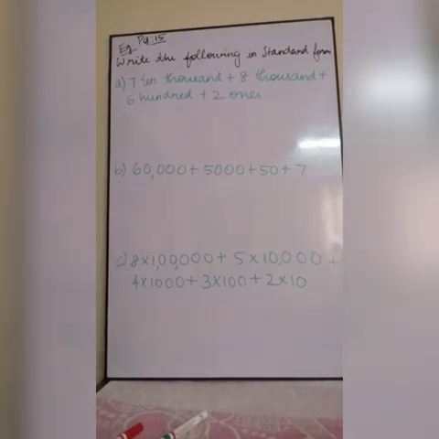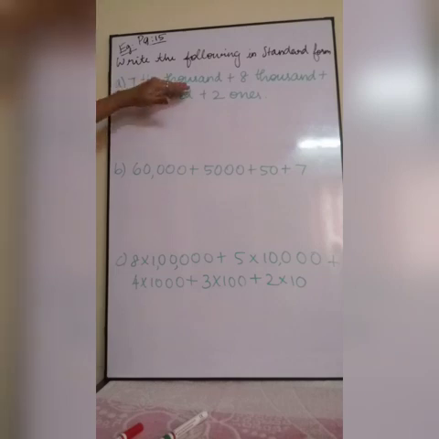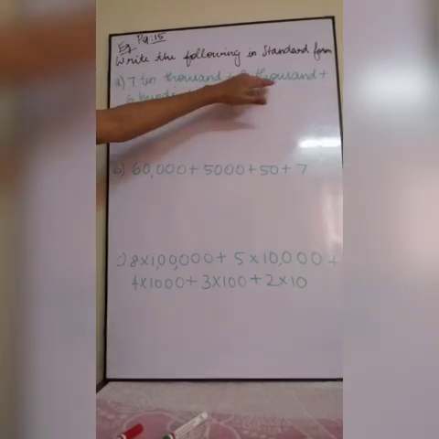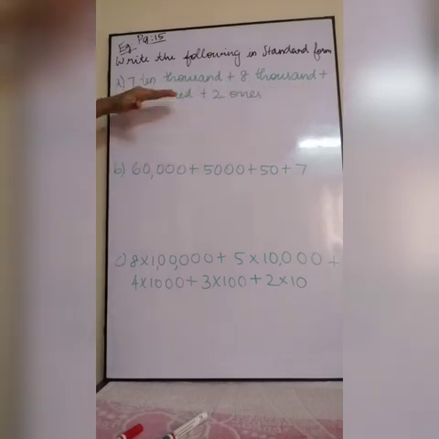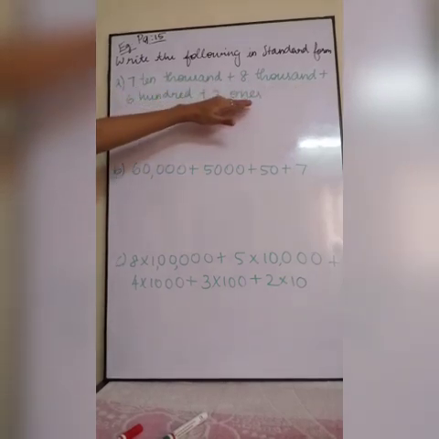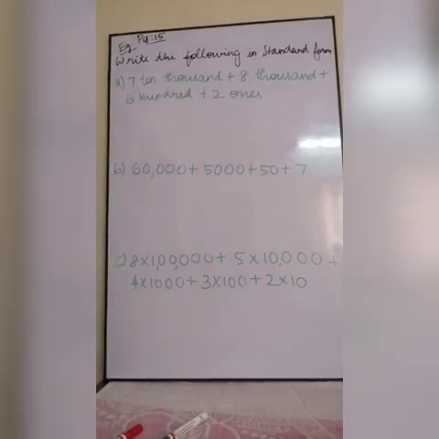Usually they will give you a numeral, and we have to write the expanded form. Here they have given the expanded form, and we have to write the standard form, which means we have to write our numeral. See, listen. What they have given: 7 ten-thousands plus 8 thousands plus 6 hundreds plus 2 ones. So this is the expanded form, and we have to write it in the shortened way.